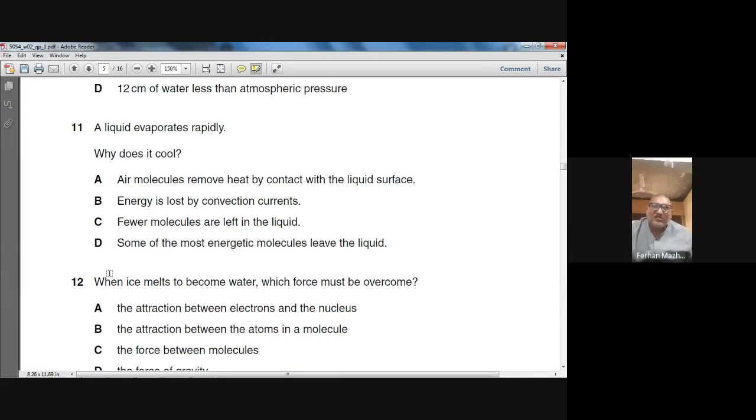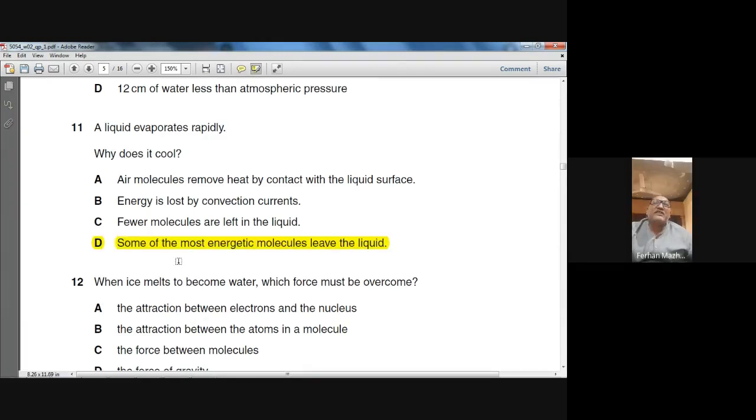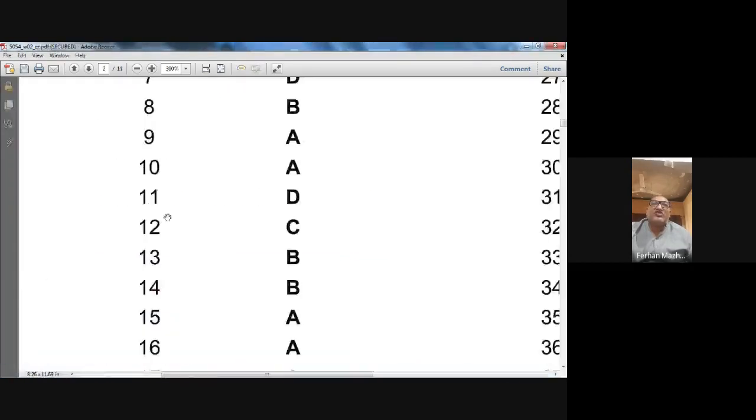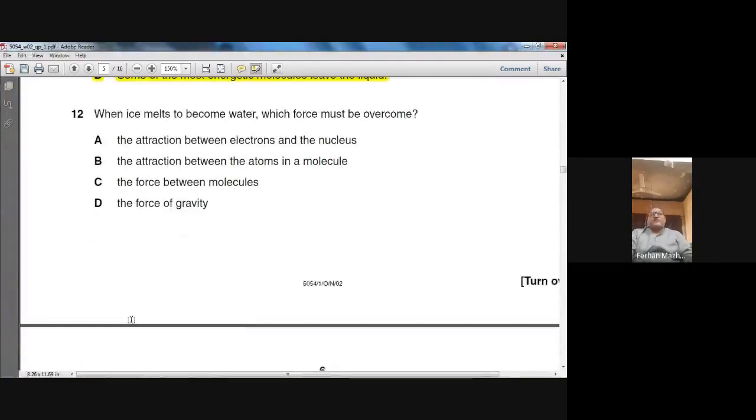So what's the choice? What do you think? D. Okay, I also think D is the choice. Some of the most energetic molecules leave the liquid. Question number 11, D is the choice. Our answer is right. Okay, next question on your screen.